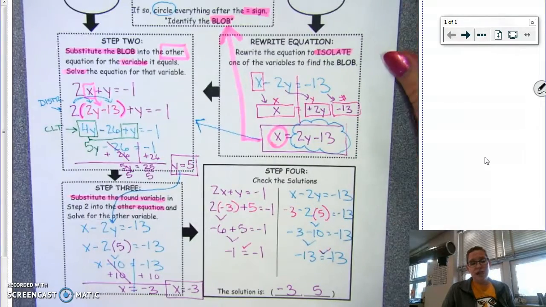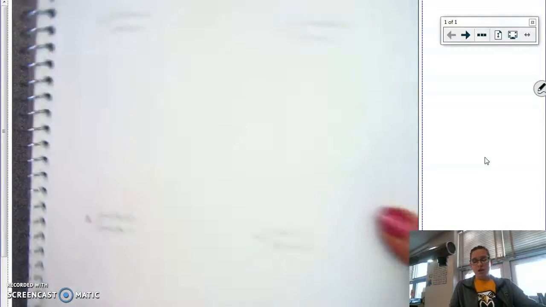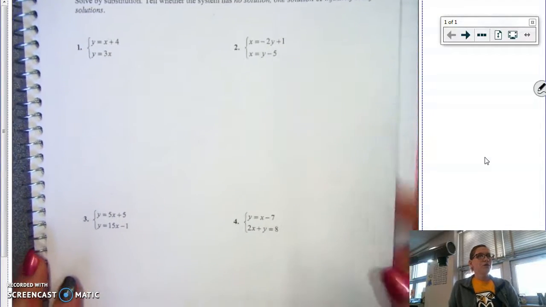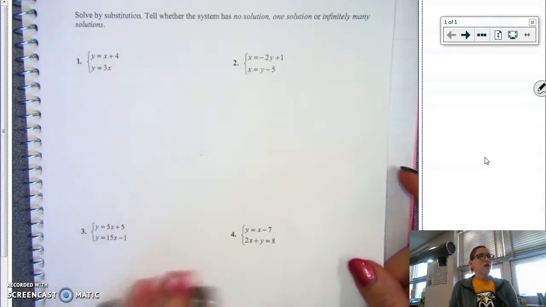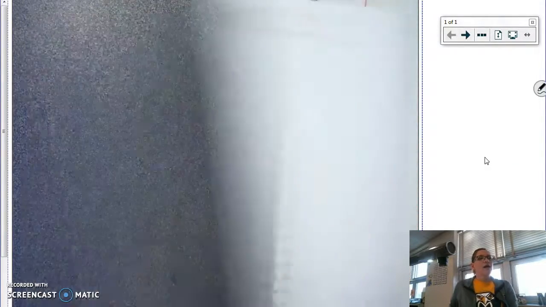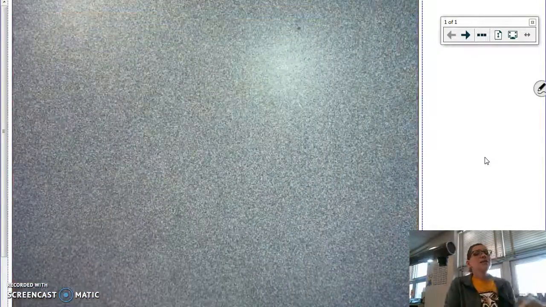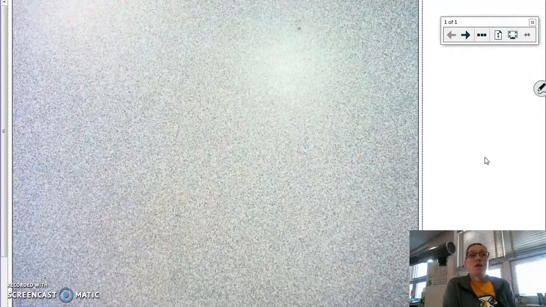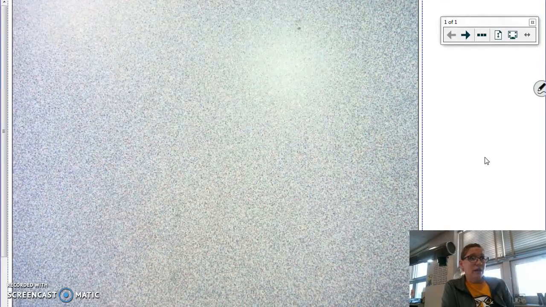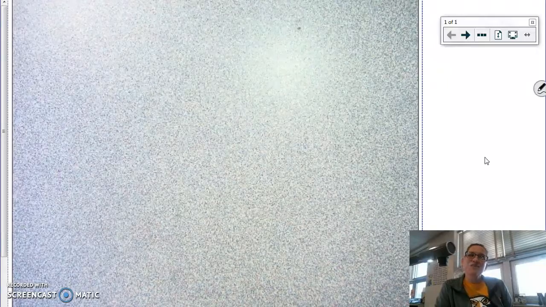So what you're going to do next is move on to the practice. There are just a couple problems for you to work through. There are 4 on one side and 4 on the back. Be on the lookout for potential parallel lines or same solution lines. Look out for those as you're working. And when you're done, or if you have any questions, come see me and we can move you on to elimination, which is the next video. See you later.